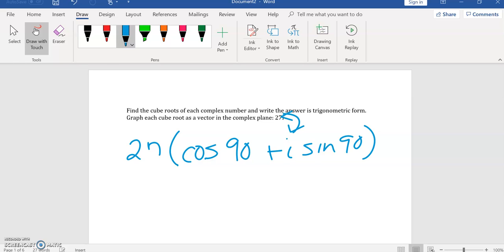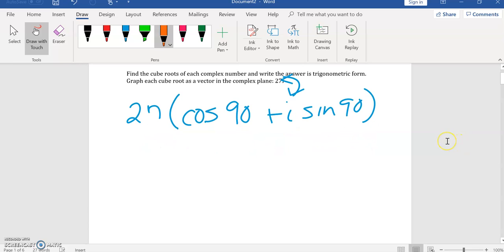So 0 plus i times 1 is going to give me back this. So this and this equal each other. I'm just expanding it out so that I have it in form so I can use my nth root theorem. So that's our first step. Now, what's the cube root of 27? Well, that's 3. So this is going to be our leading term.